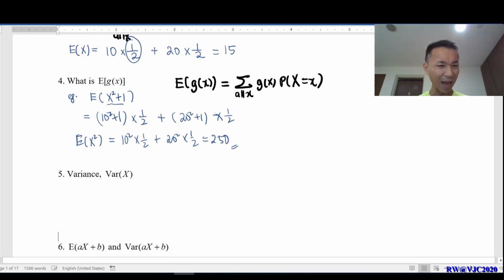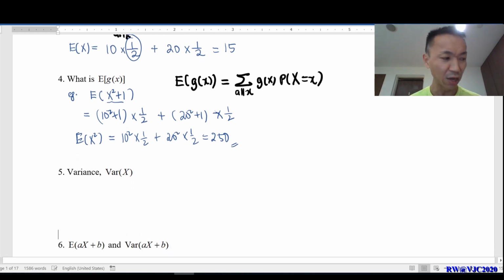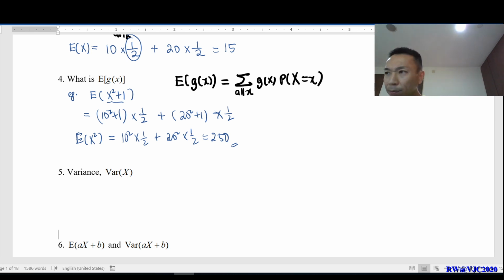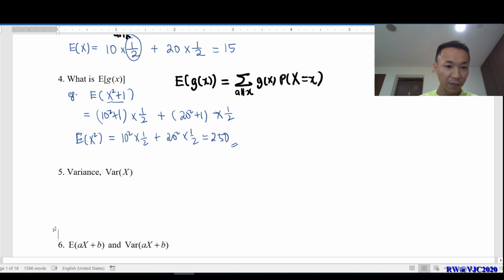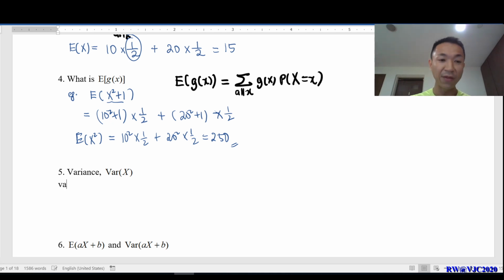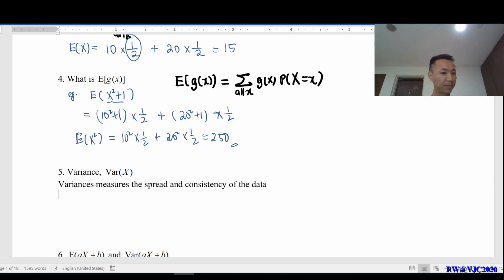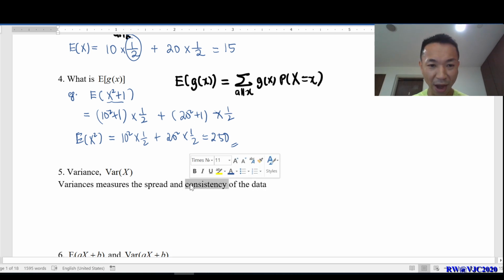Before I go on to the calculation of variance, you must know what is the meaning of variance. What is the meaning of variance? I type: variance measures the spread and consistency of the data. Variance measures the spread and consistency of the data.